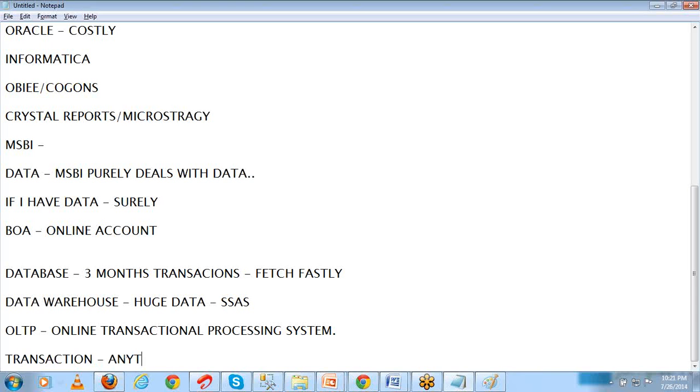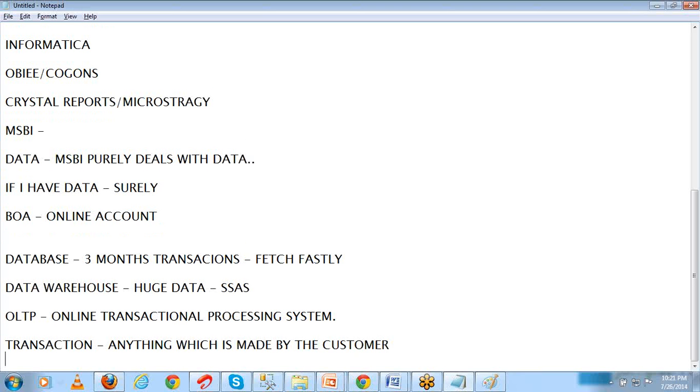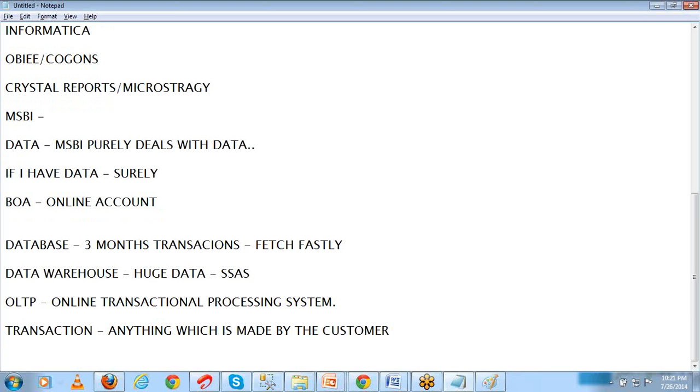A transaction could be anything which is made by the customer. It depends on perspective. If you take any business, what is a transaction for that business? If I take a big supermarket and I am doing some purchase today, that is a transaction for the owner. It could be a transaction for me, but it's a transaction for the supermarket owner.